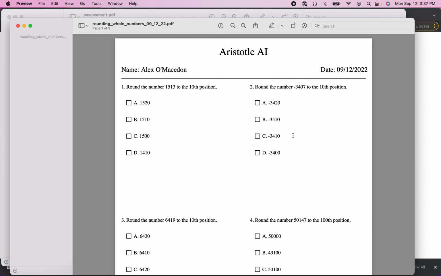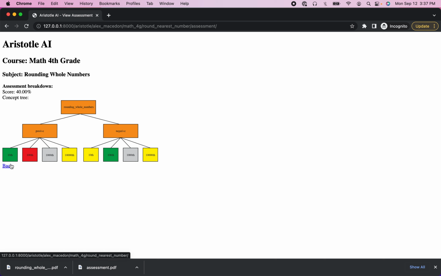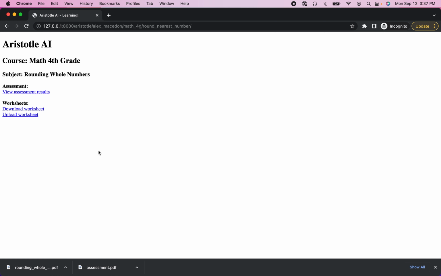The student would keep doing these worksheets until they got to the point where they were scoring really well in these concept trees, all green. And so we hope to expand this to a bunch of different types of problems and make this a little more fun and interactive as opposed to just generating worksheets.